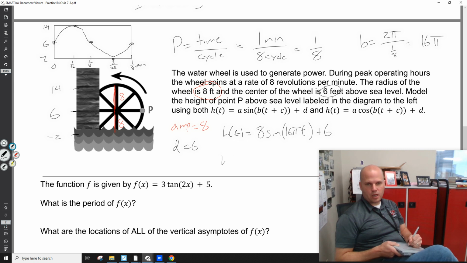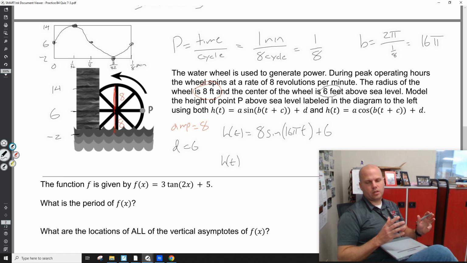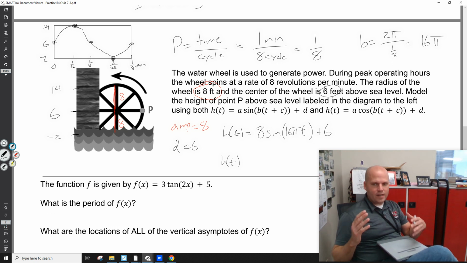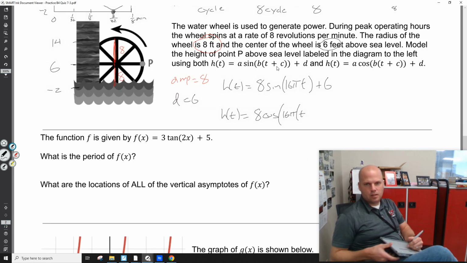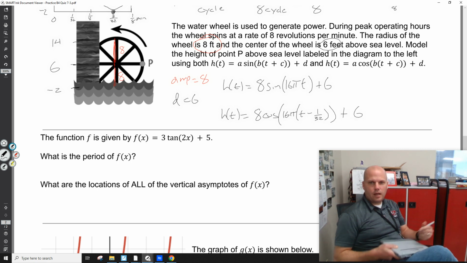If I were to use cosine, however, you could go off of either this point or this point. I probably would go off of the point at 1/32 because the cosine of 0 is 1. If you were to shift your parent function right 1/32, up 6, boom, you would be at this point with the amplitude adjustment. So you don't have to change A to be negative. A would be positive 8 cosine. I still get B, but I do need to shift my parent function right a 32nd. So I'm going to subtract a 32nd and add 6.